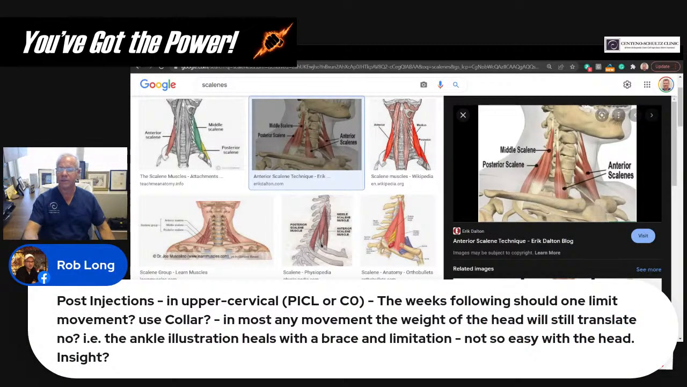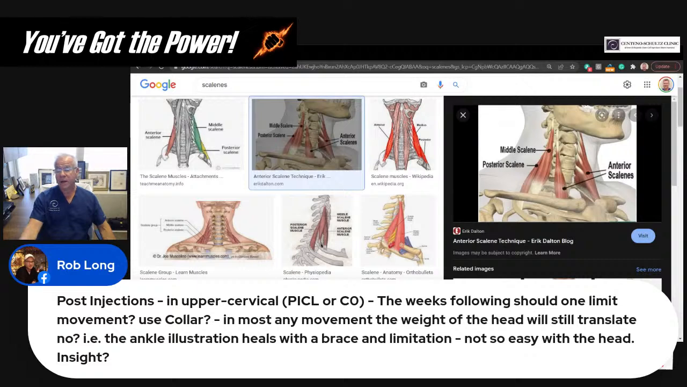Rob asks: post-injections in the upper cervical spine, PICL, or C0, in the weeks following, should one limit movement or use a collar? Any movement of the body will still translate to the head, like the ankle illustration with brace and limitation, which is not so easy with the head.